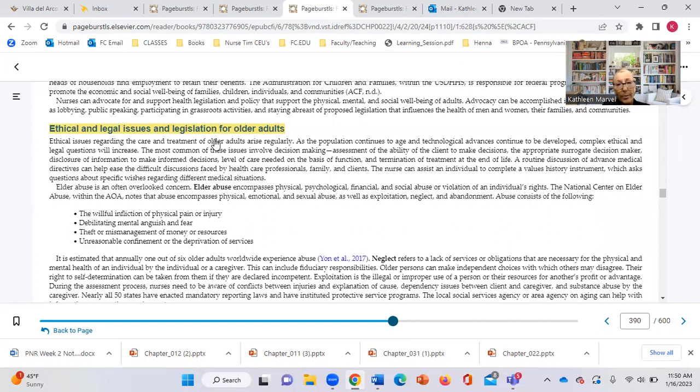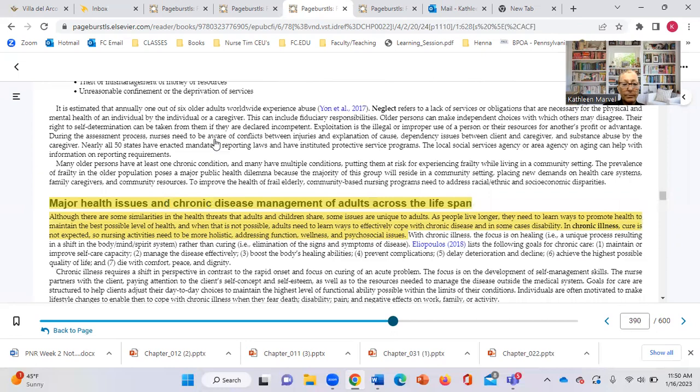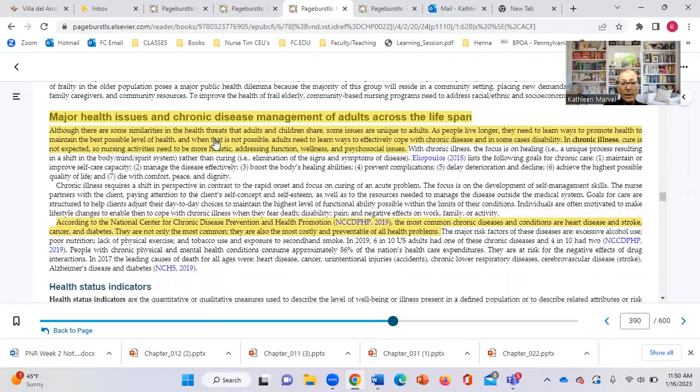And then this chapter also discusses what are some of the ethical and legal issues when you're caring for older adults. Okay, elder abuse is a huge issue in the community. And then this section talks about some major health issues and chronic disease management of adults across the lifespan. As people are living longer, there are more chronic diseases. So we as community nurses are working with this population of how to manage their chronic diseases.